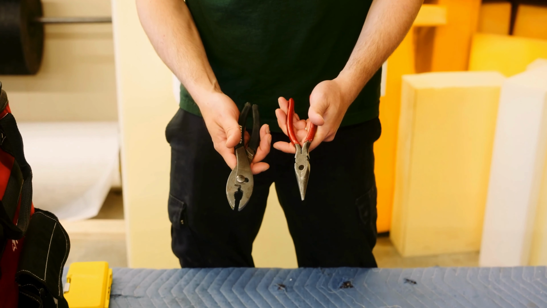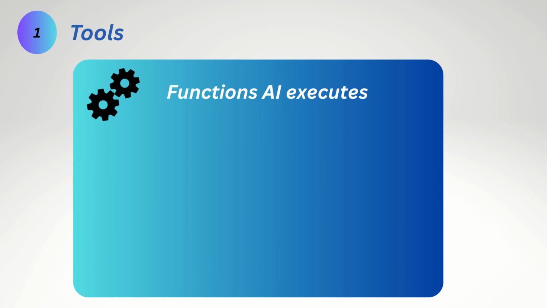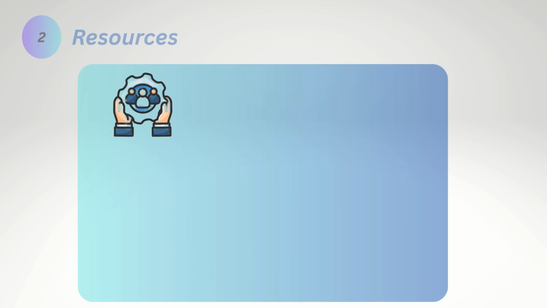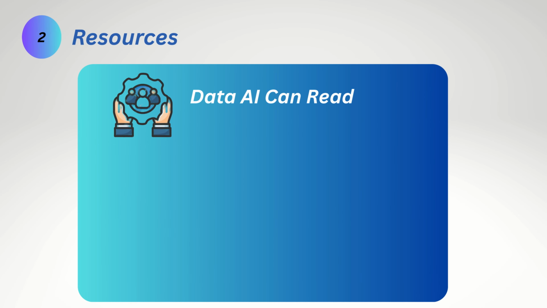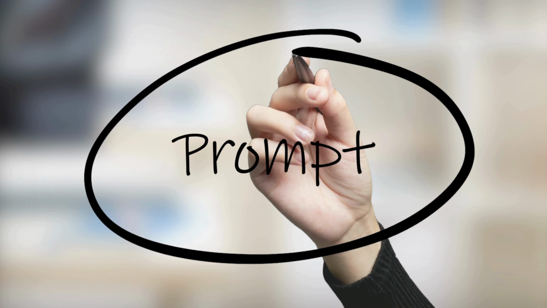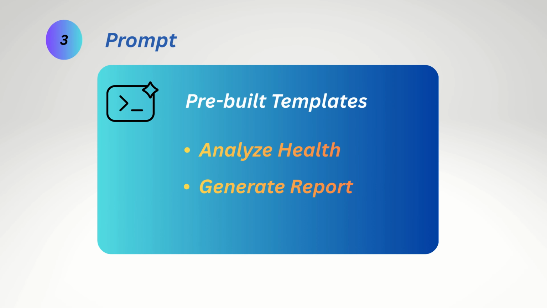An MCP server can expose three types of capabilities to the AI. First is tools. Tools are functions the AI can execute, like get all devices, find available IPs, or create a new subnet. Think of tools as actions that the AI can perform. Second is resources. Resources are data the AI can read, like documentation, configuration files, or reference material. The AI can pull this information into its context. Third come prompts. Prompts are pre-built templates for common tasks, like analyze the network health or generate a compliance report. For network automation, tools are what we will use most. So when you ask Claude to list all devices, it calls the get interface tool on the MCP server.